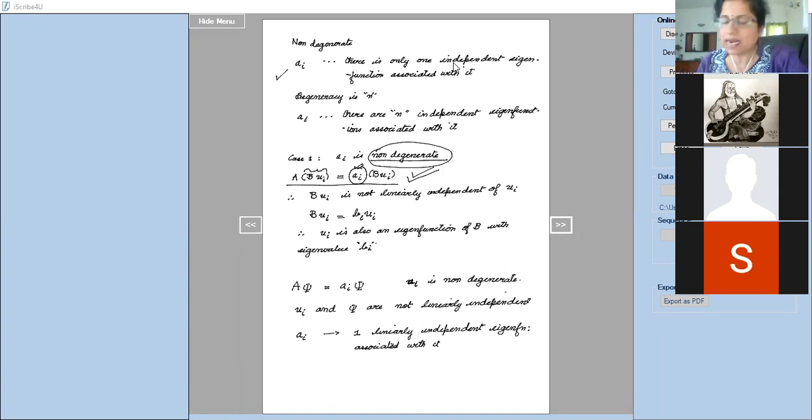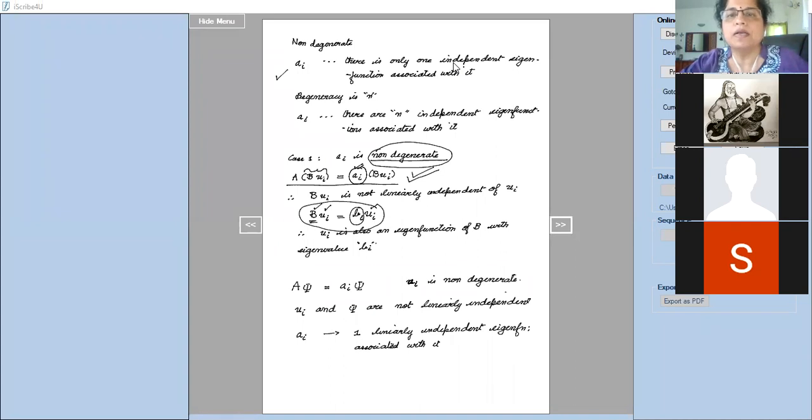How will I write that relation? I am writing it like this. If I write it like this, what you will realize is that this is an eigenvalue equation for this operator B. It is telling you that B operating on UI gives a number BI times UI. So thereby UI is also an eigenfunction of this operator B. Is this clear to everybody now? Have you understood? Yes, ma'am.